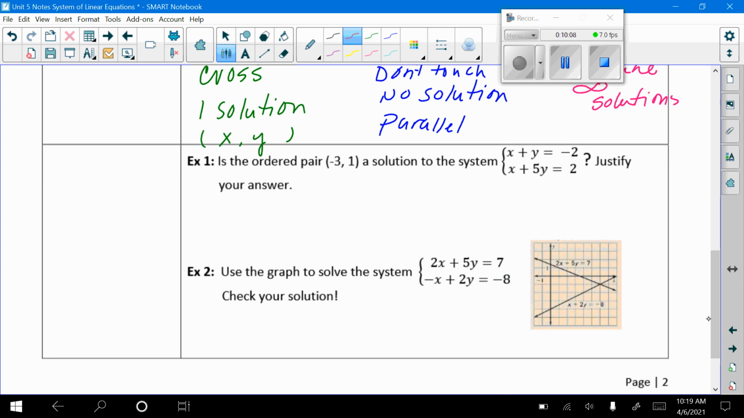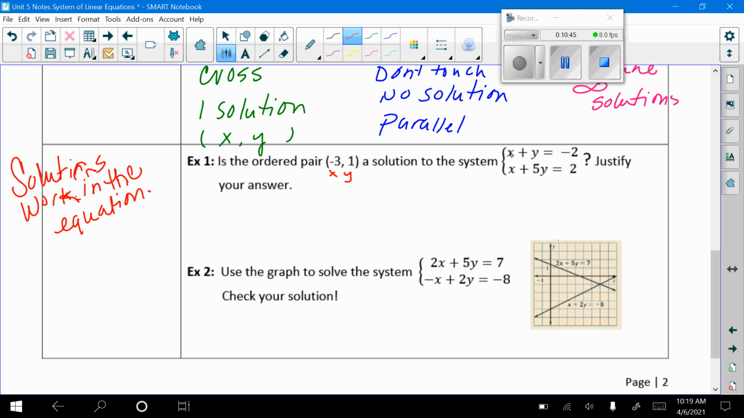So now, is the ordered pair (-3, 1) a solution to the system? Justify your answer. Well, this is my x and this is my y. If it's a solution, it means it works for both equations. So a solution has to work in the equation. In other words, it makes a true statement. So if I put it in and I solve it, if it makes a true statement, then yes.